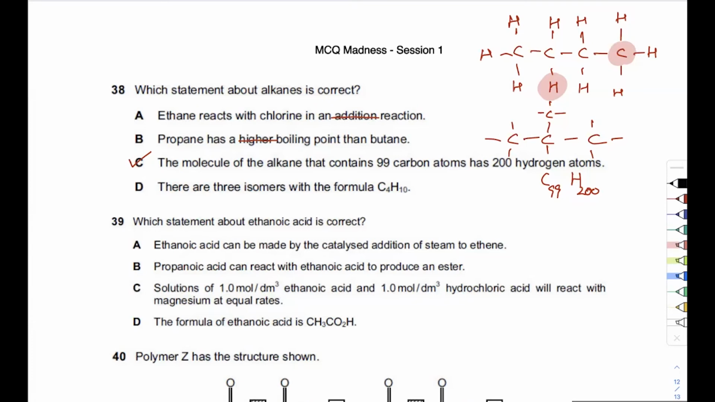So this is an isomer. Can I make any other? Let's see. What if I switched the carbon on the third hydrogen with this carbon? No, it won't help because I'll end up with the same thing. So yeah, there's only 2 isomers possible. So this option is correct.